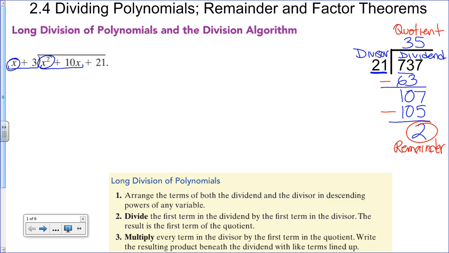So here, if you're not so sure what to write on the quotient, you could just use some scratch paper and divide x squared divided by x. And if you follow the rules of exponents, you know that that will be equal to x. So that x goes up here.